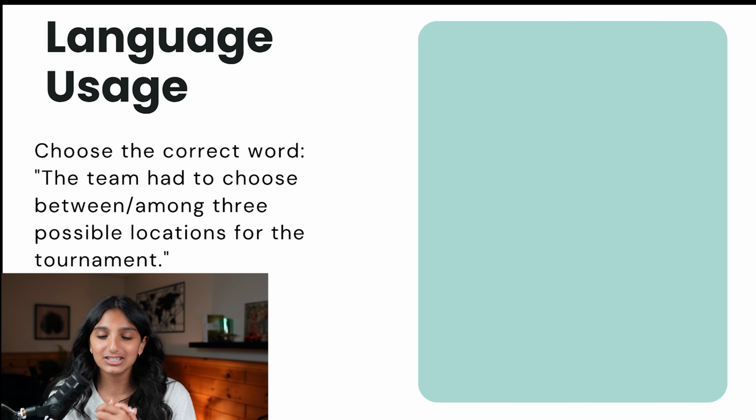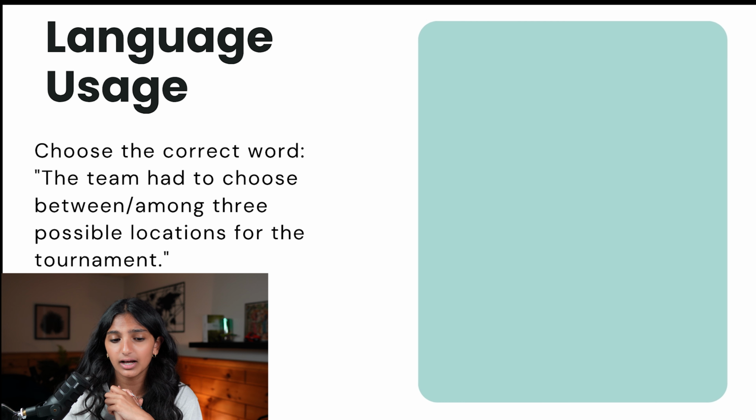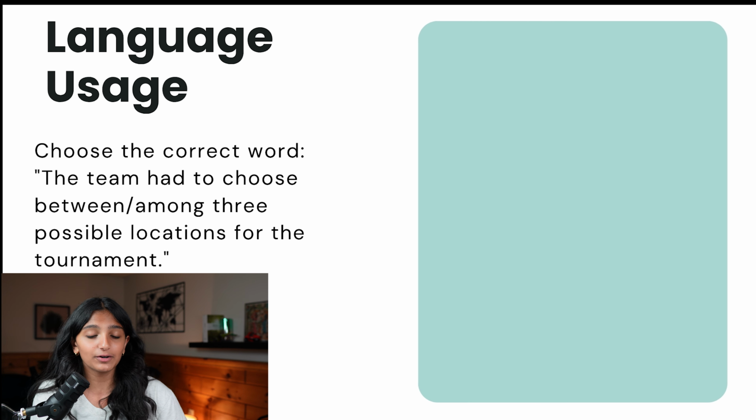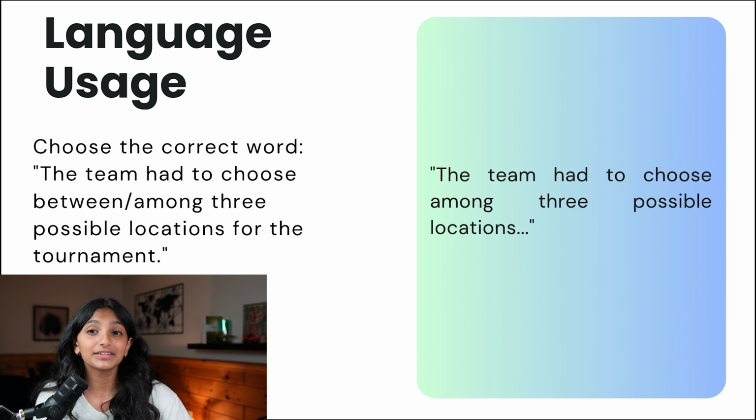Okay, and our last question, choose the correct word. The team had to choose between or among 3 possible locations for the tournament. Between or among. Take a minute to pause the video and figure out your answer. If you chose among, you are correct.